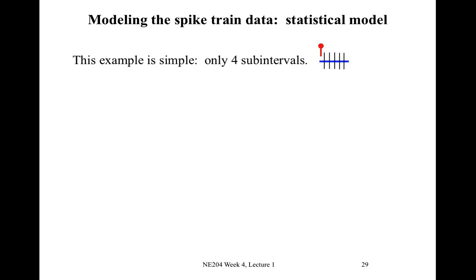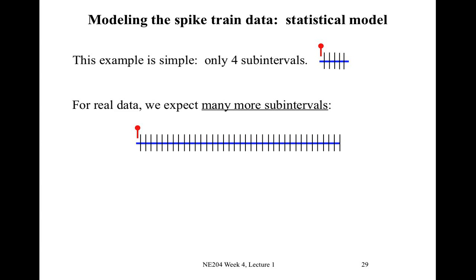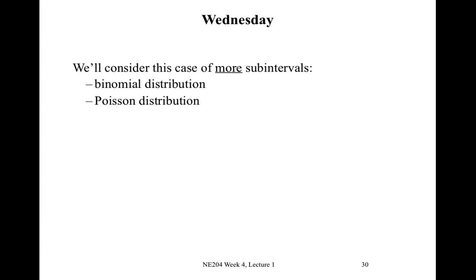Okay, now this example is very simple. We've only looked at 4 subintervals. In reality, for real data, we expect many, many more subintervals. So instead of 4, we might have 100 or 1,000 subintervals to investigate. How do we deal with this scenario of many subintervals? We'll get into that on Wednesday. So what we'll do on Wednesday this week, we'll consider more of these subintervals, thinking about the binomial distribution, and then actually writing down the Poisson distribution. So we've talked about our statistical model as coin flips, and we'll represent this Poisson distribution, see what it looks like on Wednesday.